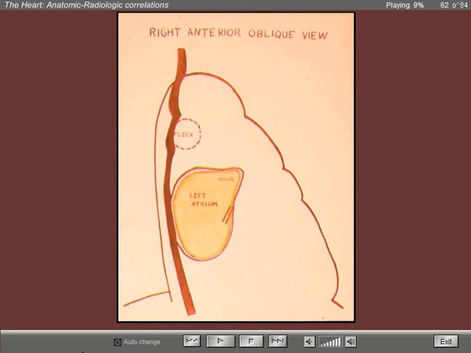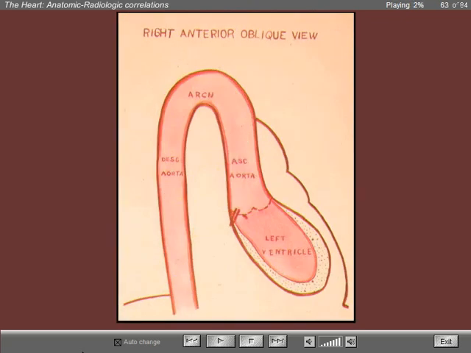This is a diagram showing the anatomic relationship between the posterior wall of the left atrium and the esophagus. Note the anatomic proximity between these two structures. This is a diagram showing the left ventricle, which continues with the ascending aorta. Between the left ventricle and the arch of the aorta is the pulmonary trunk.